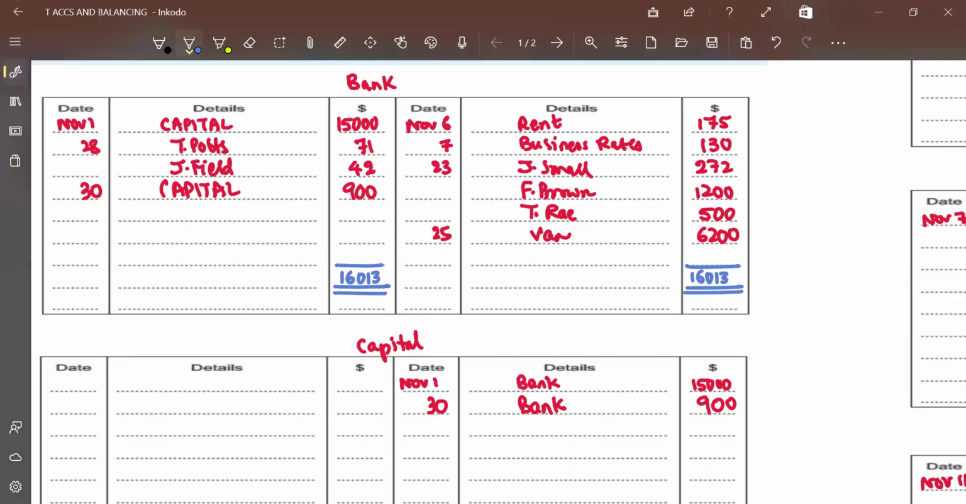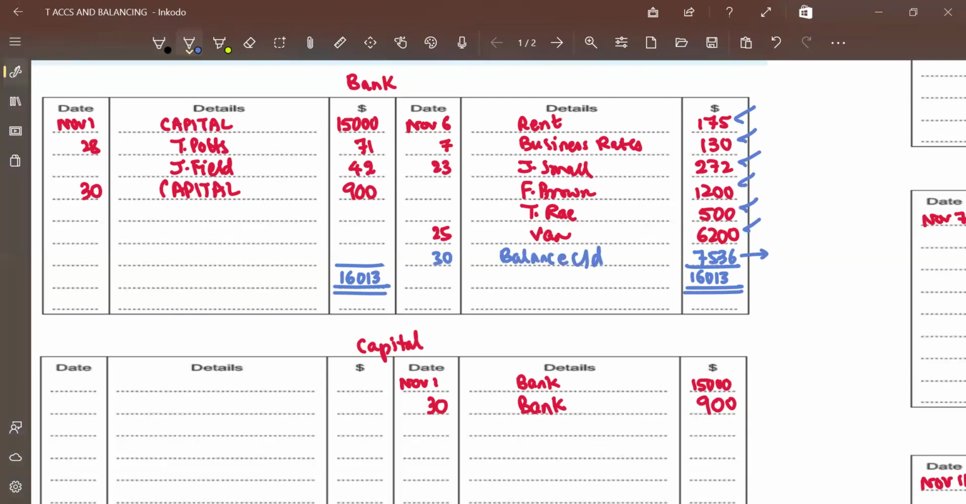Now you start taking away these values, please. From the total, 16013 minus 175 minus 130 minus 272 minus 1200 minus 500 minus 6200, that makes it 7536. Please always recheck when you have a bigger T account, when you have a greater volume of transactions. Please recheck the pluses and minuses of the transactions once again, okay? Minus 500, minus 6200, then makes it 7536. This is 7536, and this is the difference of the two sides, the difference of the debit side and the credit side. You're going to call this the balance carried down.